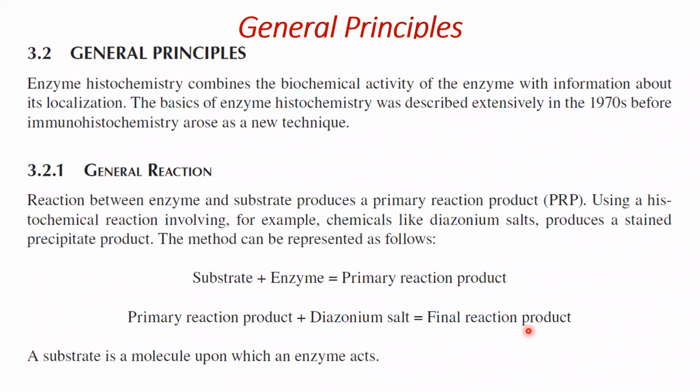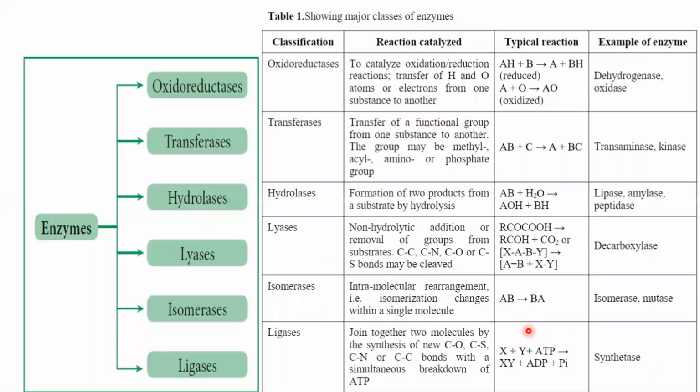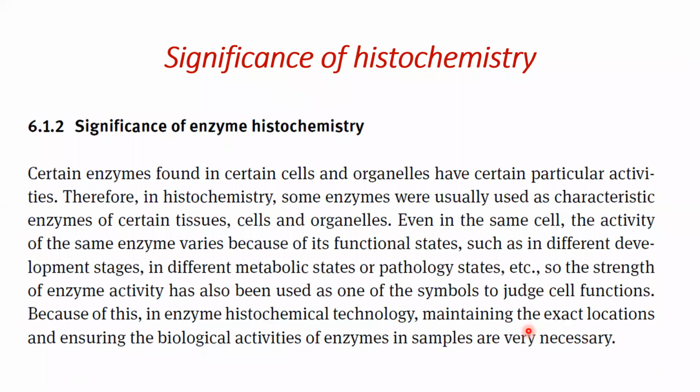This is enough for today's lecture, students. Tomorrow, we will go further and see individual chemical reactions, and at last we will see demonstration of various types of enzymes within the tissues. In today's lecture, we discussed the basics of enzymes and their properties, the catalytic properties, the factors affecting enzyme activity, and various classifications of enzymes. Then we also started a brief introduction to enzyme histochemistry, the significance of enzyme histochemistry, and the basic principle and overview of enzyme histochemistry.